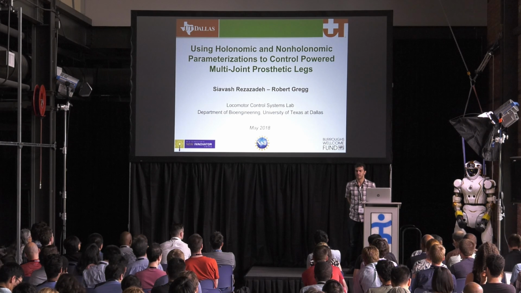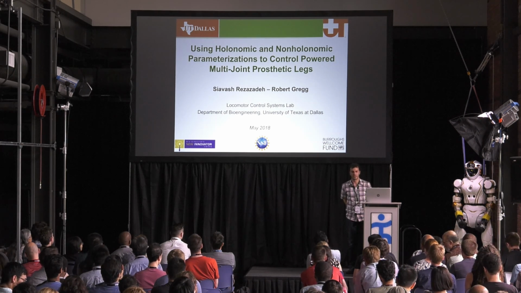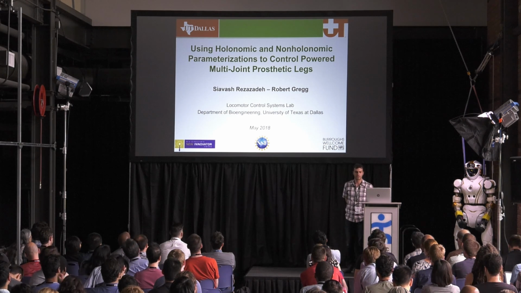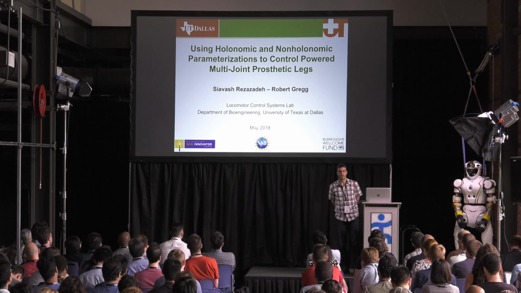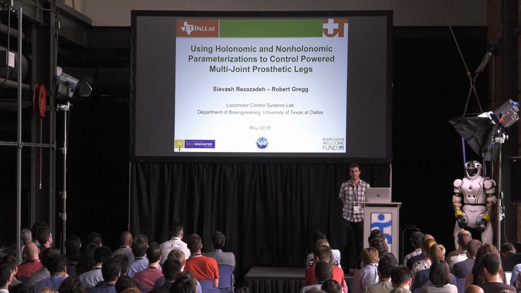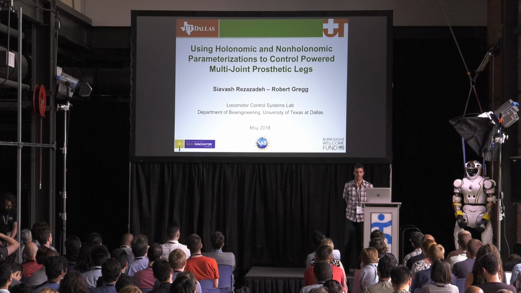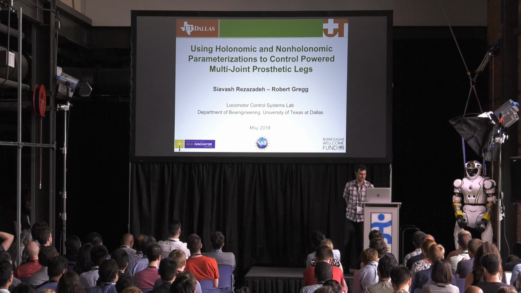I'm Siavash Rezazadeh, a research scientist at the University of Texas at Dallas. And today I want to talk about different parameterizations that we can use for control of powered multi-joint prostheses to improve the gait of above-knee amputees.